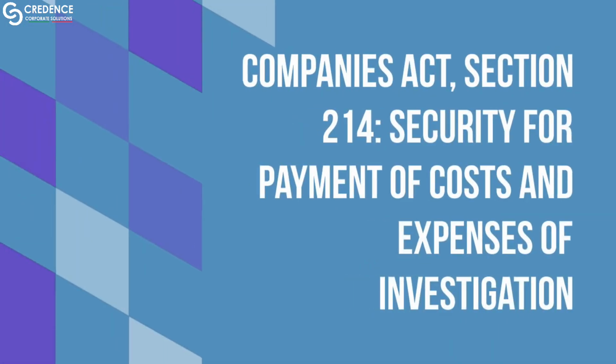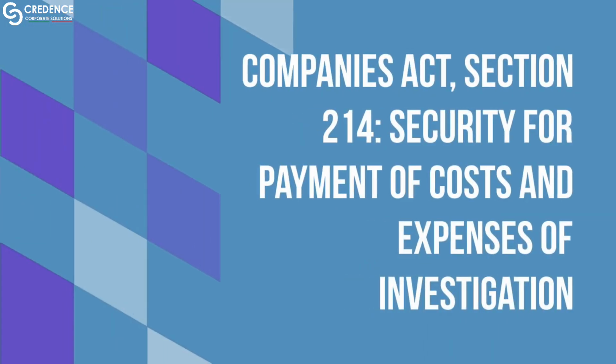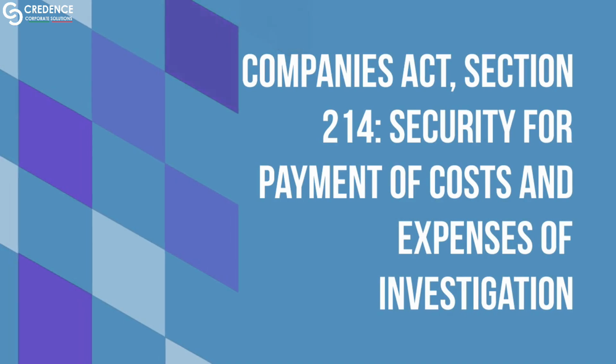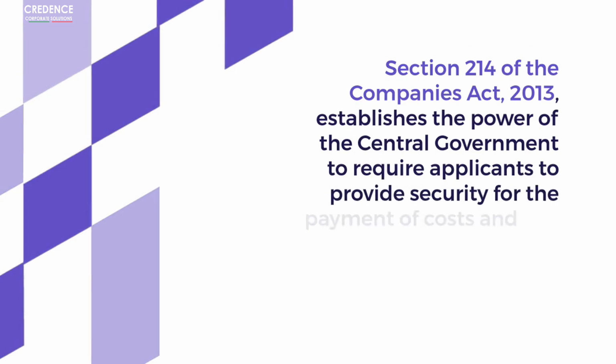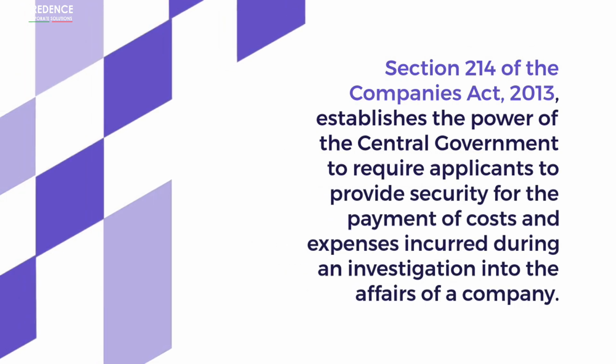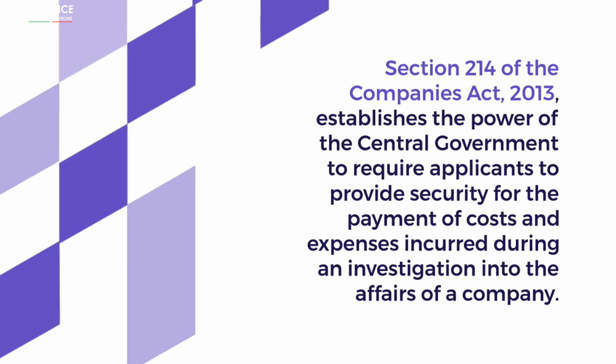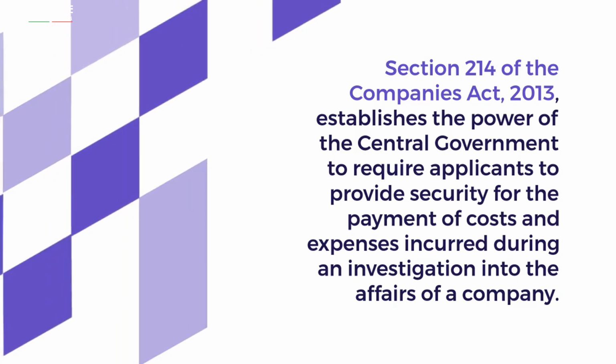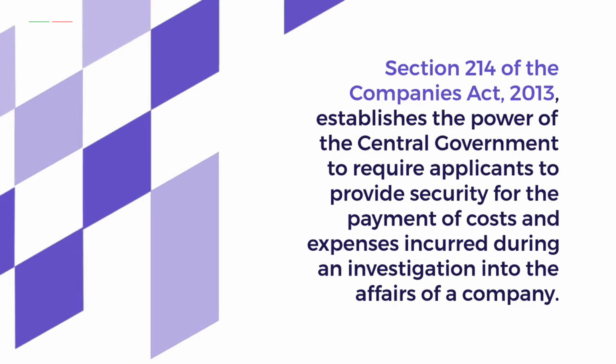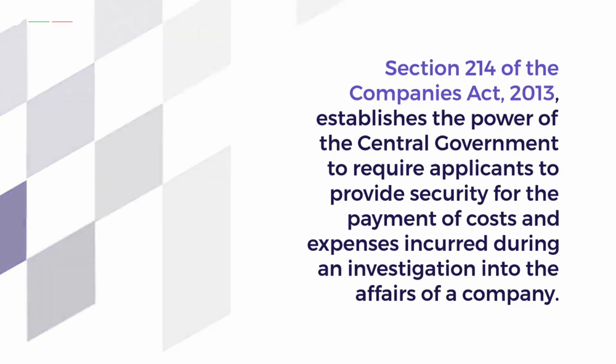Companies Act, Section 214, Security for Payment of Costs and Expenses of Investigation. Section 214 of the Companies Act, 2013, establishes the power of the central government to require applicants to provide security for the payment of costs and expenses incurred during an investigation into the affairs of a company.